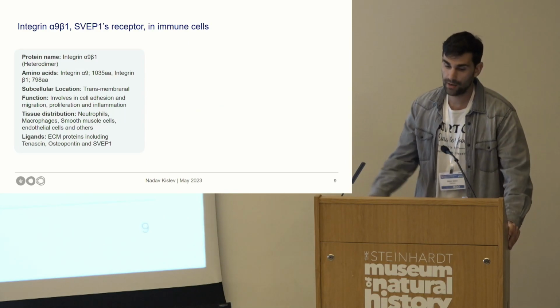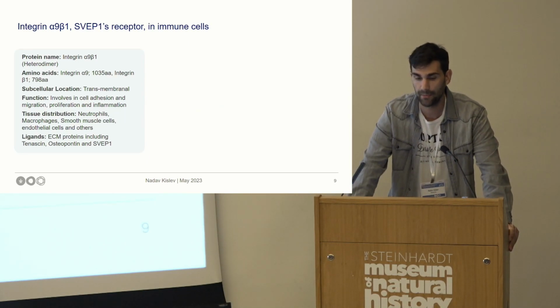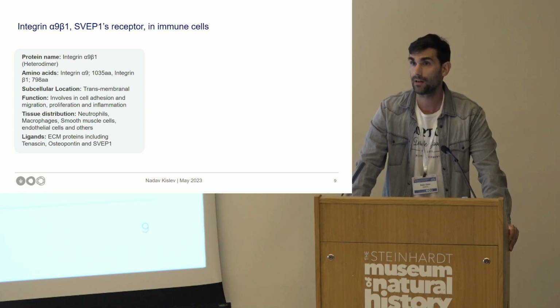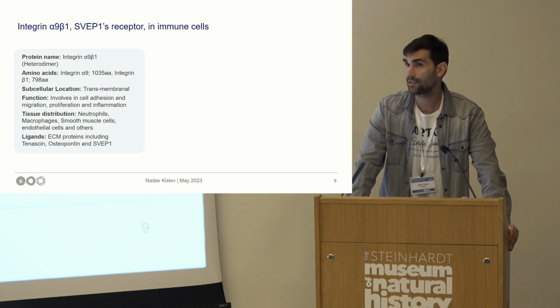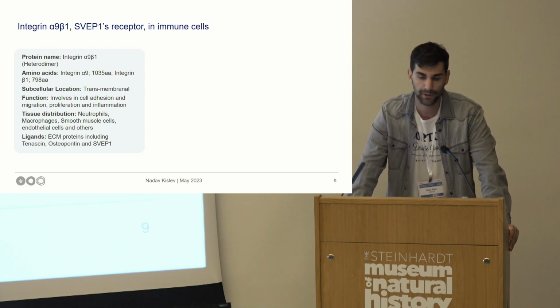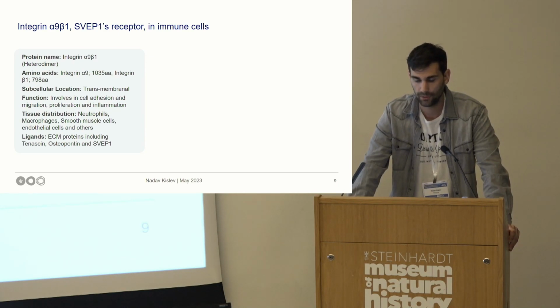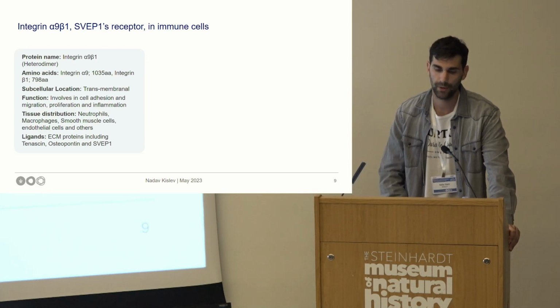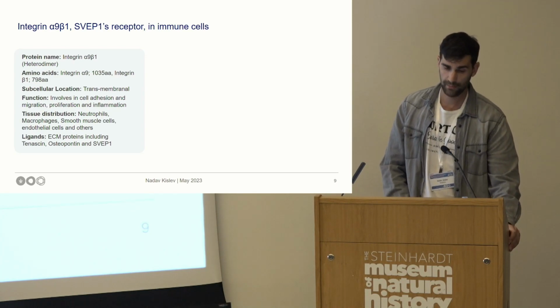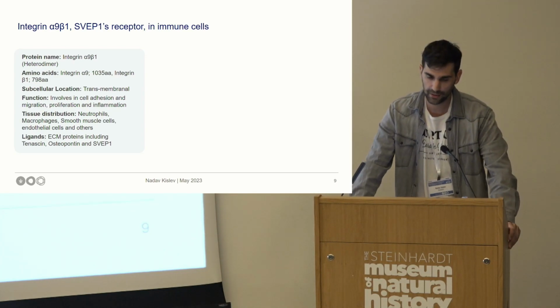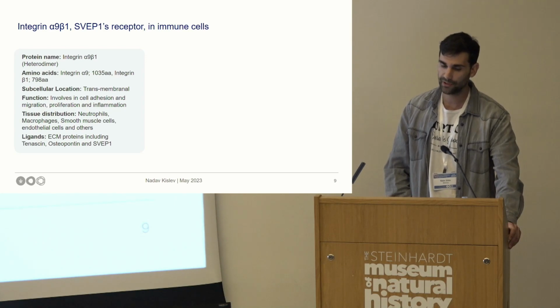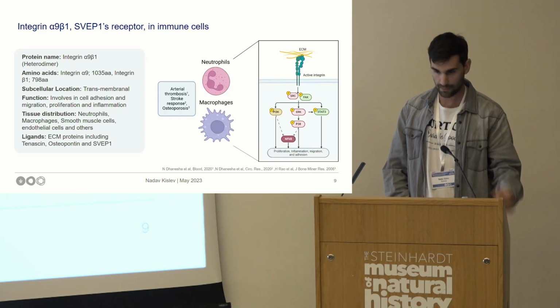Now, SVEP1 has a known primary receptor, which is called integrin alpha-9 beta-1. It is a relatively new addition to the integrin family. Of course, it is expressed on the transmembrane, where it acts as a cell adhesion molecule. But not only, it also promotes proliferation and inflammation as well. Now, it is expressed on many cell types, including myeloid cells, where it interacts with its many ECM ligands.